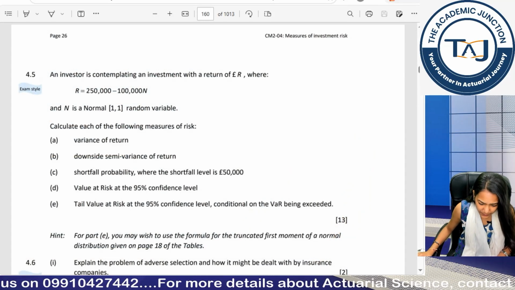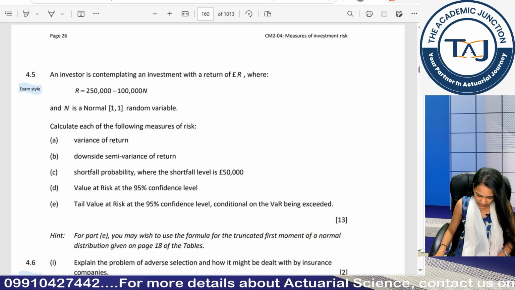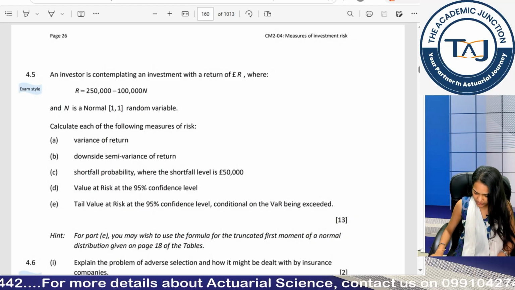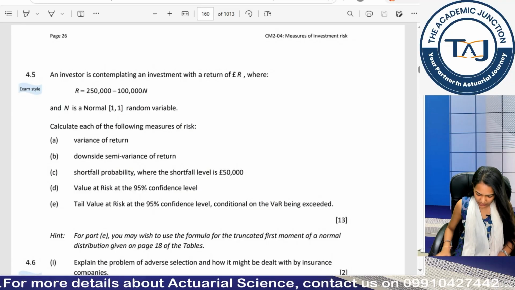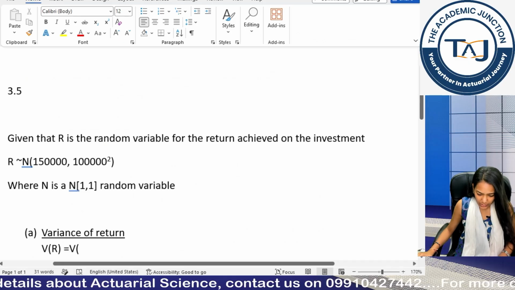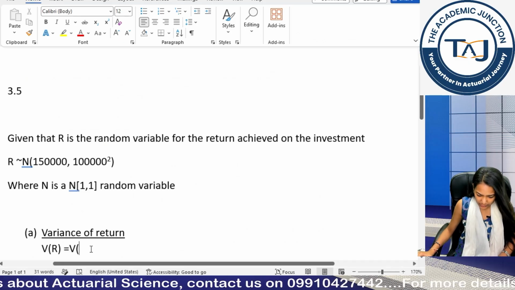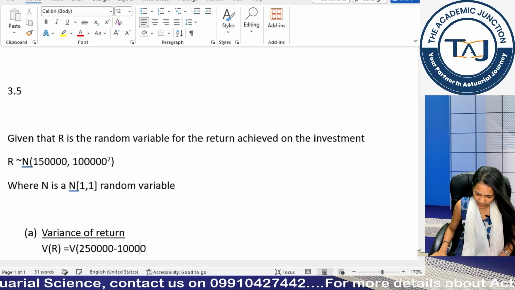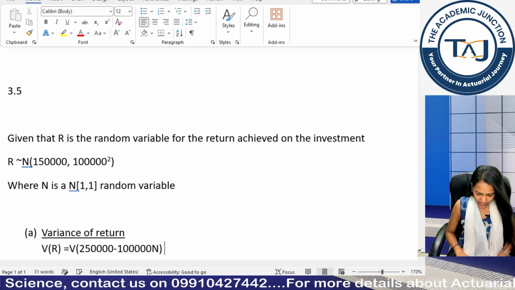So, for R we have been provided 250,000 minus 100,000 N. So, let us write it: 250,000 minus 100,000 N. I hope this is clear.